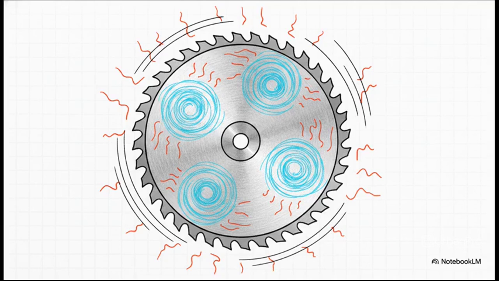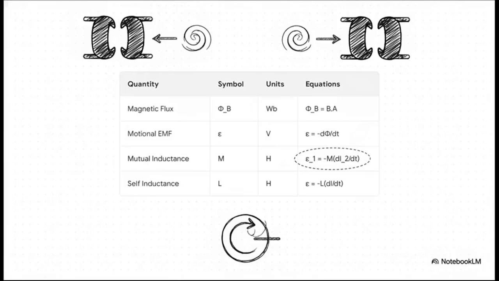No brake pads required. Before we wrap this explainer up, take a look at this table. It perfectly synthesizes all the core formulas we've covered today. But I really want you to focus on those bottom two rows, mutual inductance and self-inductance, both measured in henries. Mutual inductance is when a change in current in one coil induces an EMF in a totally separate neighboring coil. This is literally the physics behind every single electrical transformer on the power grid.